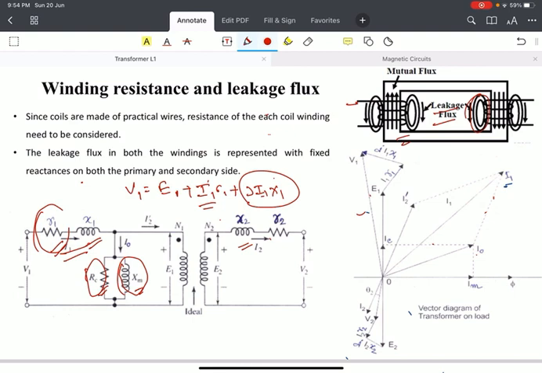Similarly, E2 will be equal to V2 plus I2R2 plus J I2 X2, and there will be a no load component, which will be equal to I is equal to I0 plus I2 dash, the equivalent secondary current flowing through the primary. This I0 is the current equivalent to the no load losses or core losses.